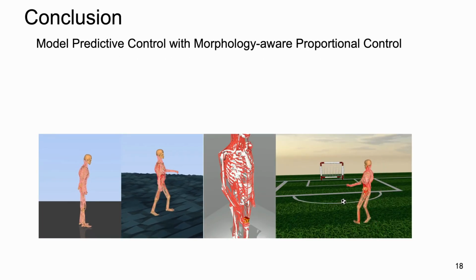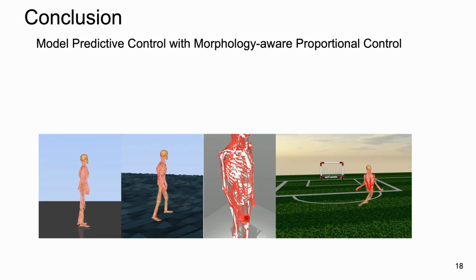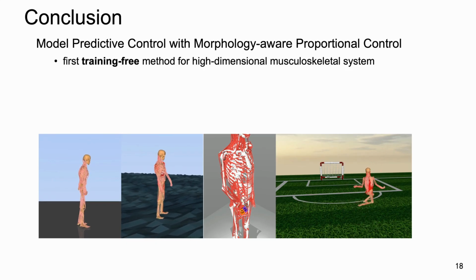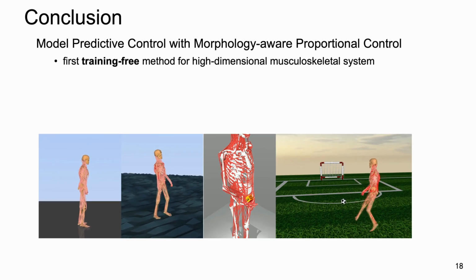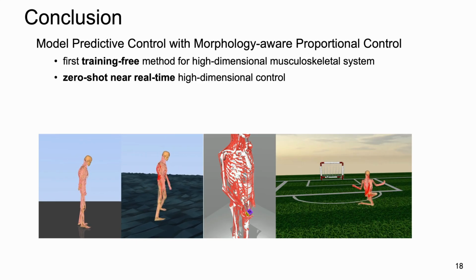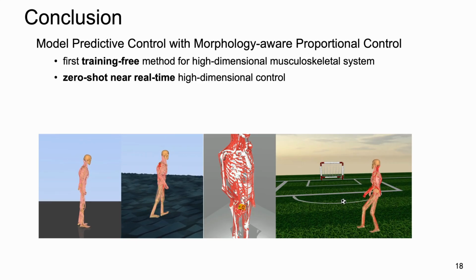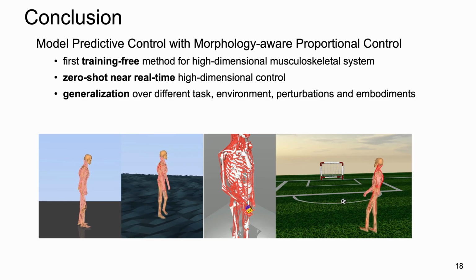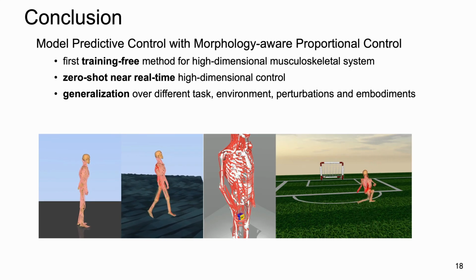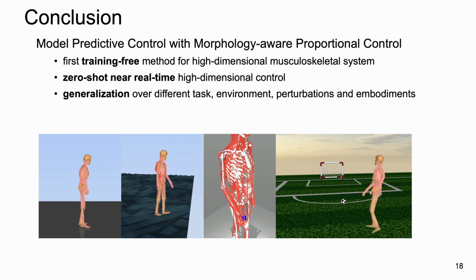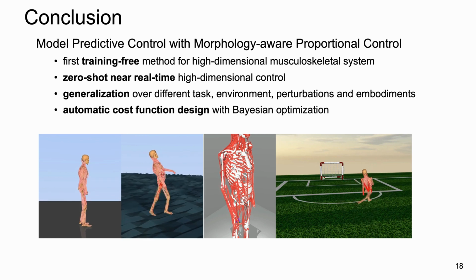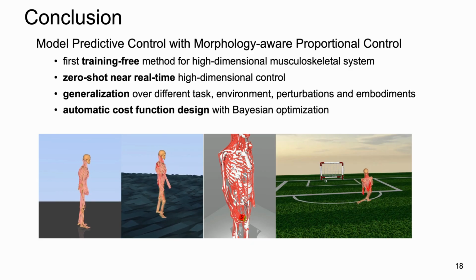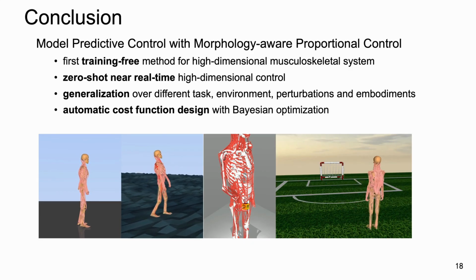In this paper, we propose model predictive control with morphology-aware proportional control. It is the first training-free method for high-dimensional musculoskeletal systems that can achieve zero-shot near real-time high-dimensional control, and demonstrates generalization over different tasks, environments, perturbations, and embodiments. It can also facilitate automatic cost function design when combined with Bayesian optimization, reducing the burden of human reward engineering.